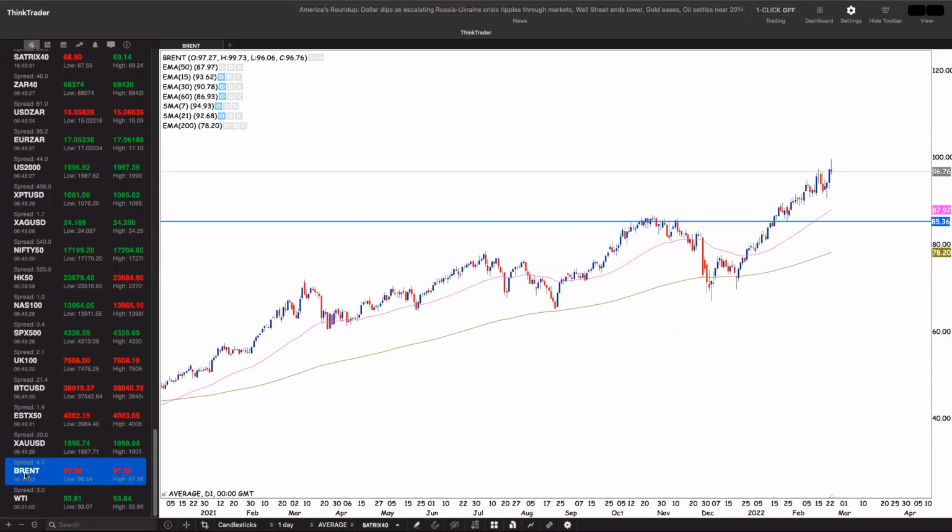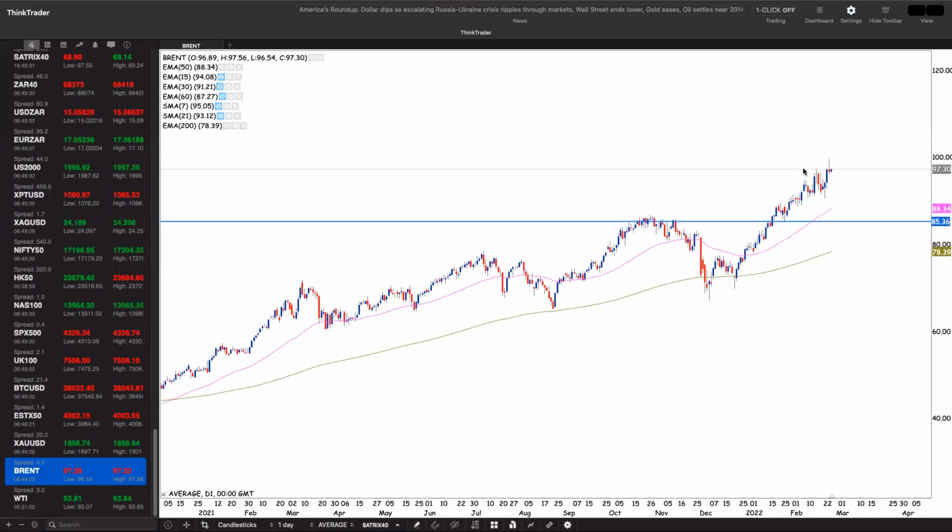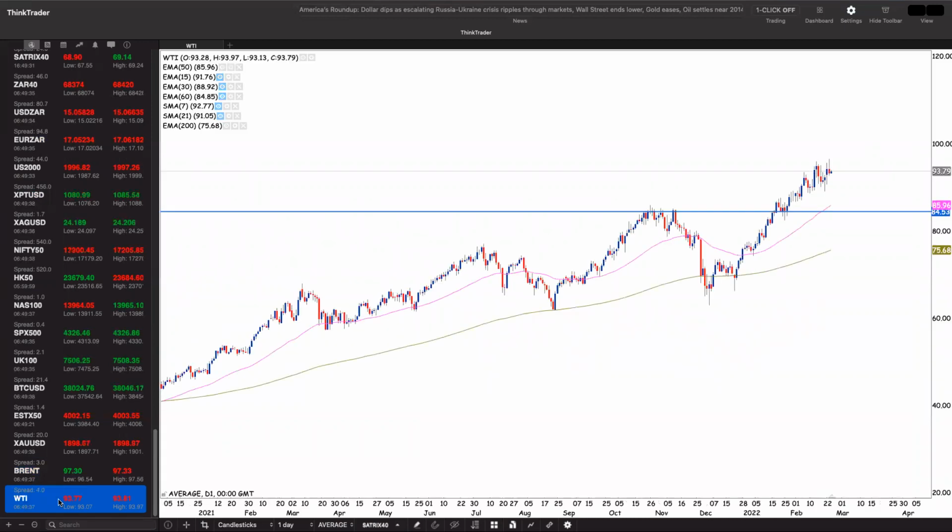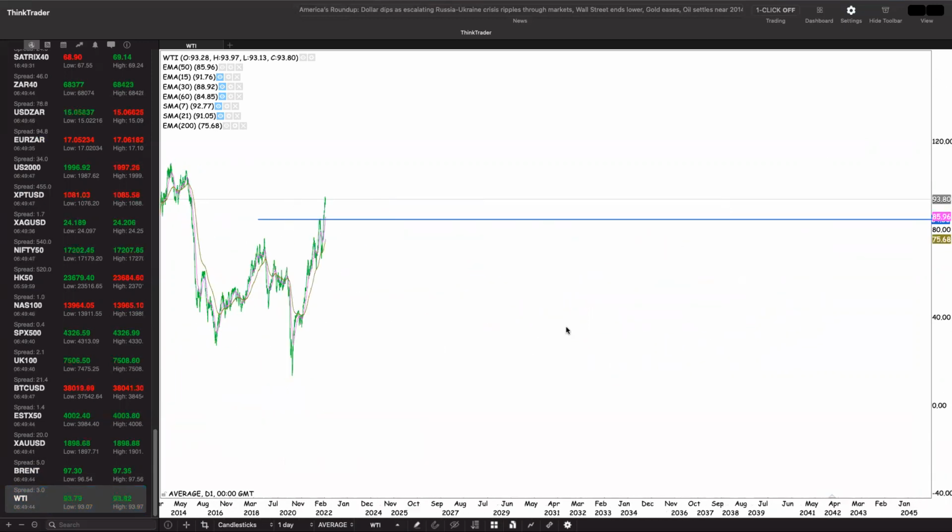Then I look at the prices of oil. Oil is looking good, which explains the move in Sasol. This is the price of Brent and the price of West Texas. So yeah, that's pretty much it.